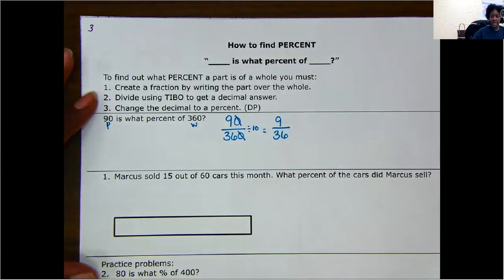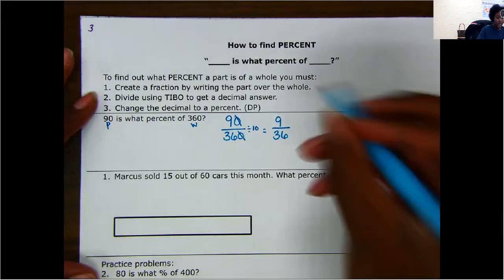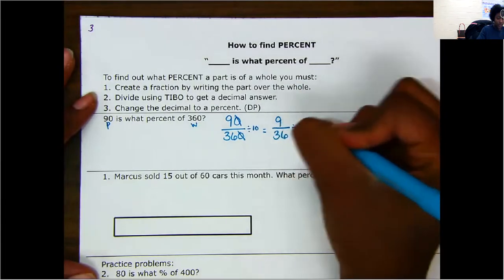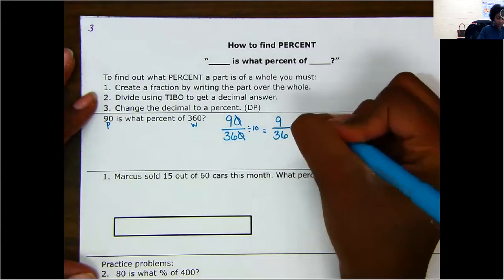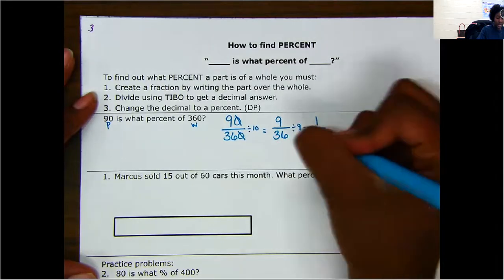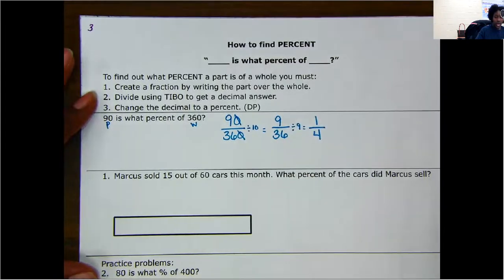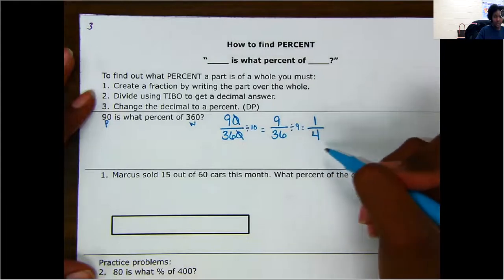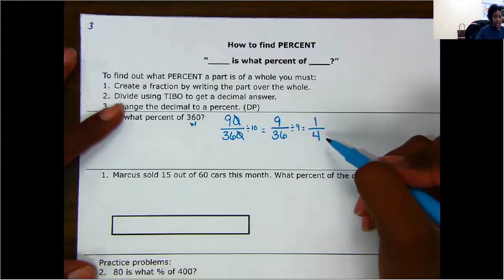What goes into 9 and 36 evenly? They actually both share a 9. 9 divided by 9 gives me 1. 36 divided by 9 gives me 4. I have knocked this down to a way simpler fraction. Now I'm going to use my Tae-Bo.